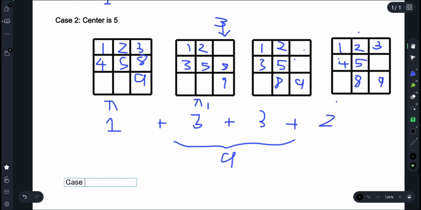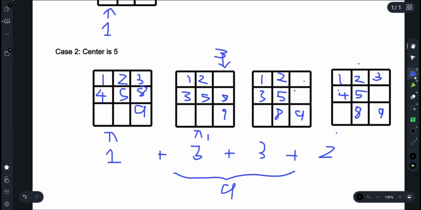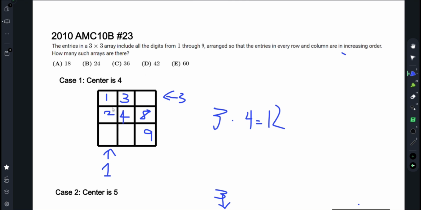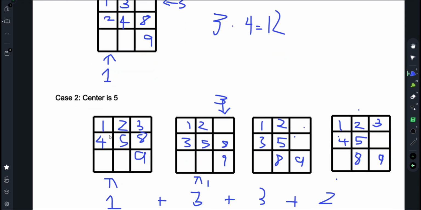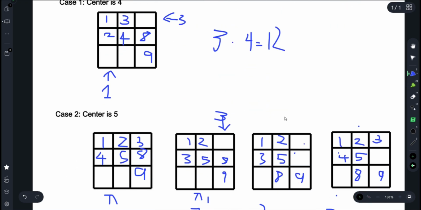Now case 3. Center is 6. You might think, oh, we have to do more casework. But no. Case 6 is actually the same as 4, because if you think about it, it's just symmetry. 1, 2, 3, 4 is the same as 6, 7, 8, 9. So we don't actually have to count this. So center 6 will be 12.